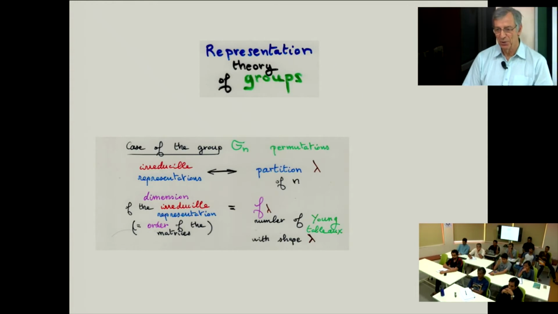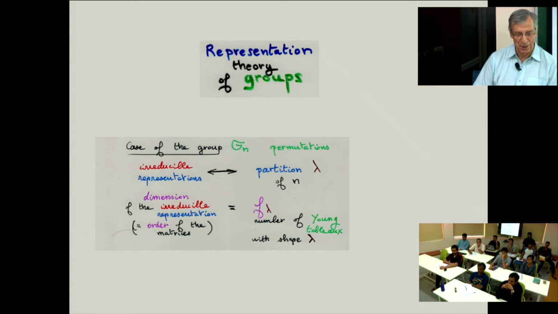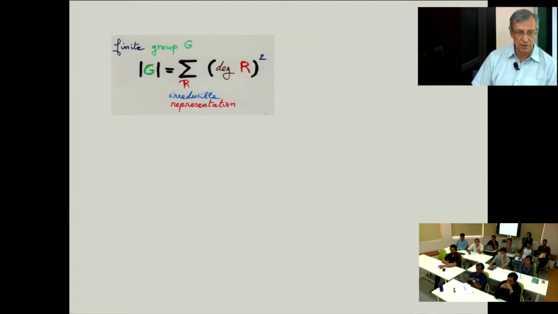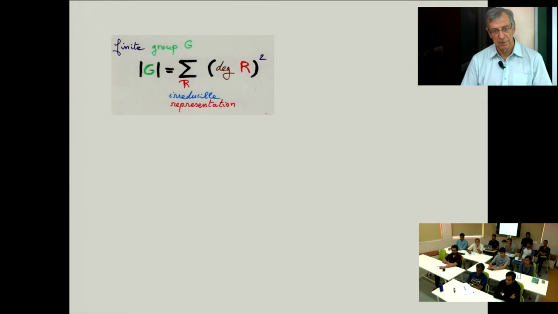If you don't know about representation theory, forget it. It's just for specialists. This is a very classical result in finite group theory. And there is a very classical result which says that for any finite group, the order of the group, the number of elements of the group, is the sum of the squares of the degrees of the irreducible representations.